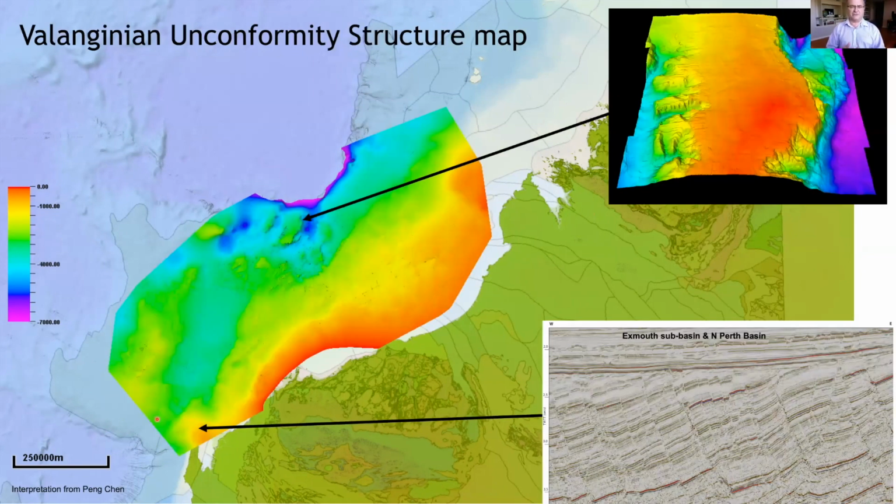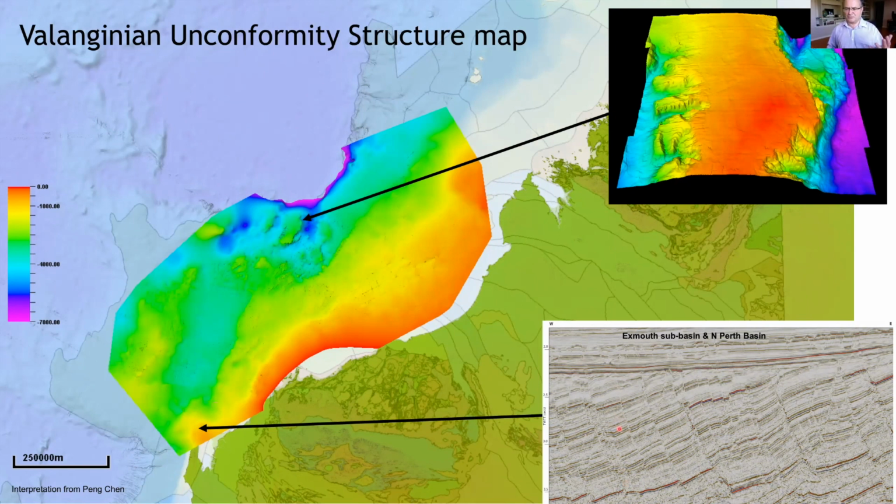The Valanginian unconformity marks that breakup. But again, what's very interesting is the deformation and the distribution of uplift associated with that unconformity. As you said, a lot of uplift and erosion to the south, producing the Barrow Group sediments. They're deposited in the Exmouth subbasin, shown in this thick sequence of sediments here.